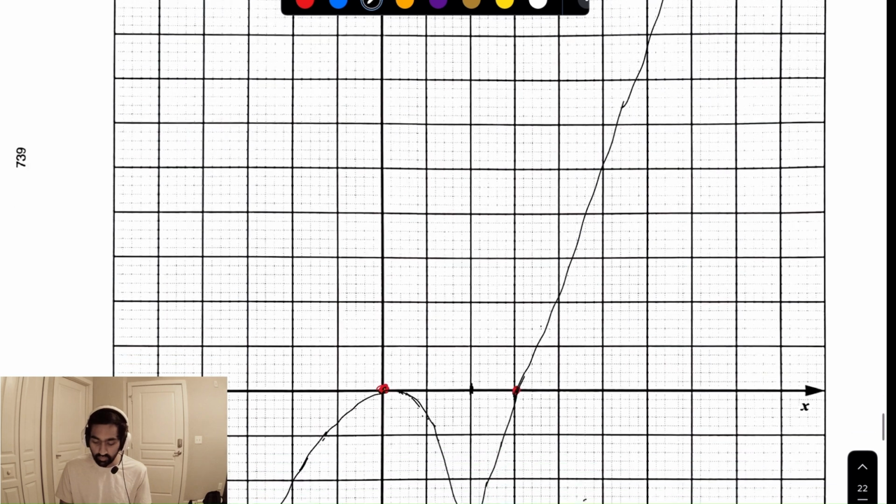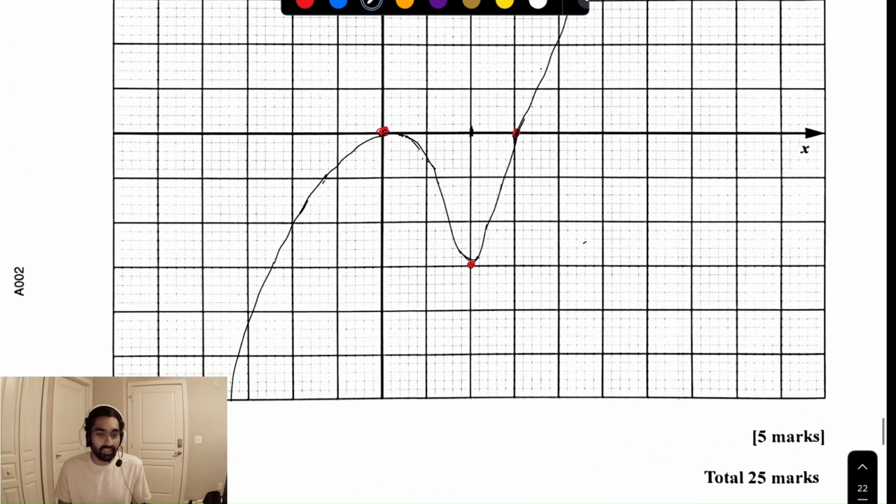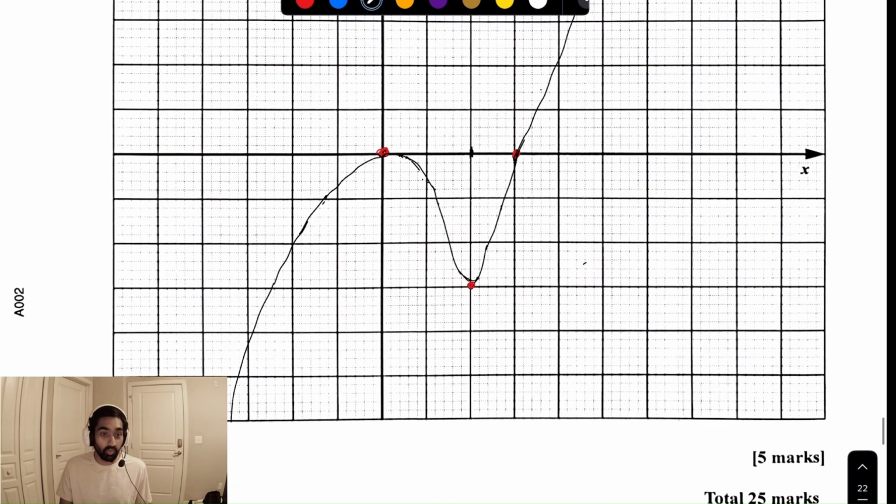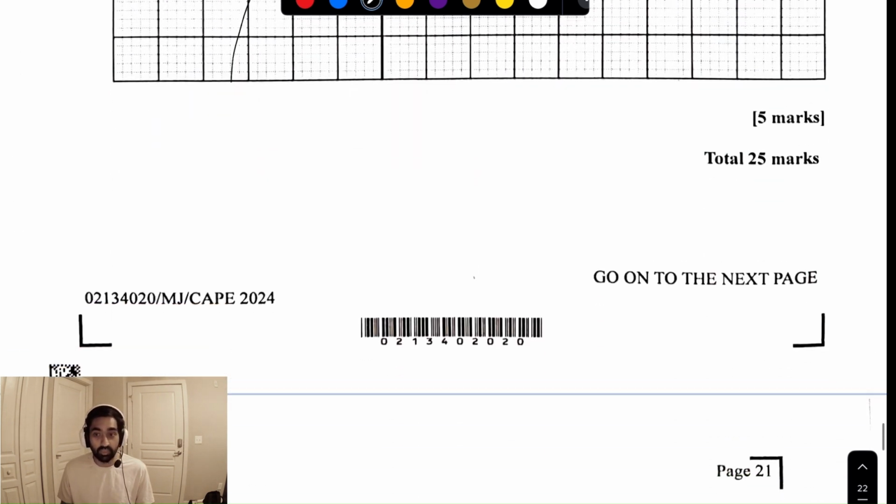Okay, so that's a sketch of the graph, and it doesn't look the best, but it indicates the most important features. That's really what you need to show.